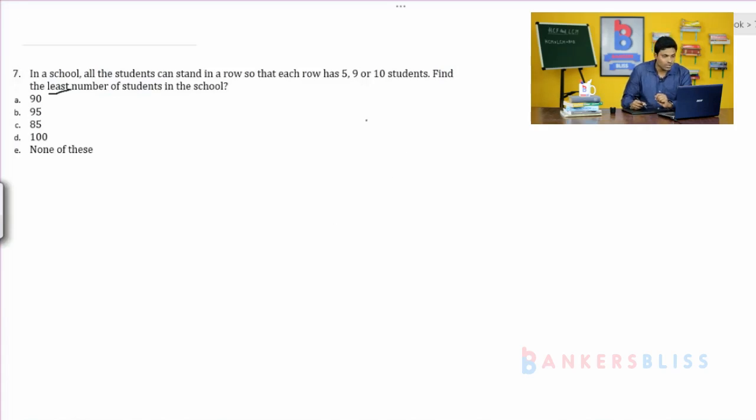So 5 students, 9 students or 10 students. In a row you can place 5 students, or 9, or 10. For example, if the number of students is 20, in the first row you place 5, in the second row 5, in the third row 5 and in the fourth row 5. So altogether 20 members have been placed.